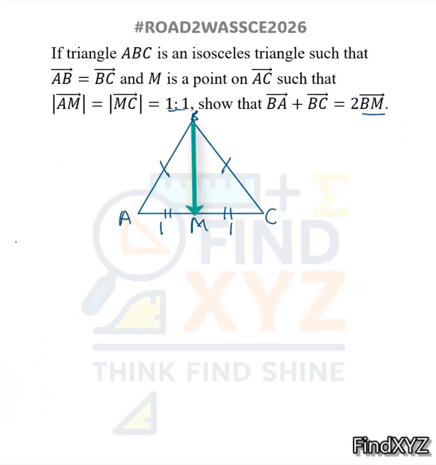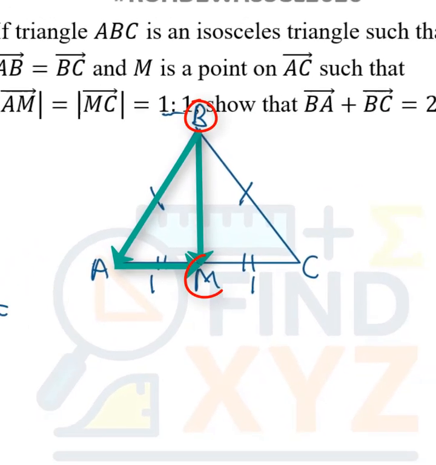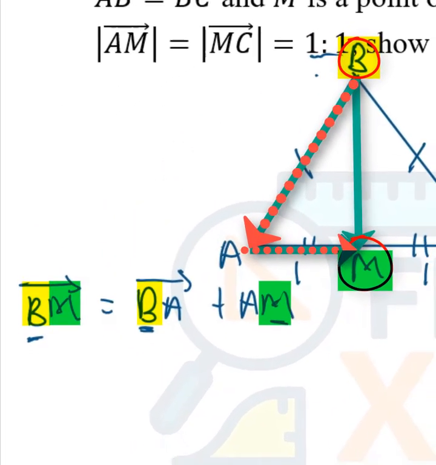So I write vector BM is the same as, now moving from B to M, we can move from B to A and then from A to M. So we are starting at B and we are ending at M. So we can use this route. We can pass B to A because we are starting at B. So vector BA. Then we'll move from A to M. We began at B and we are ending at M.